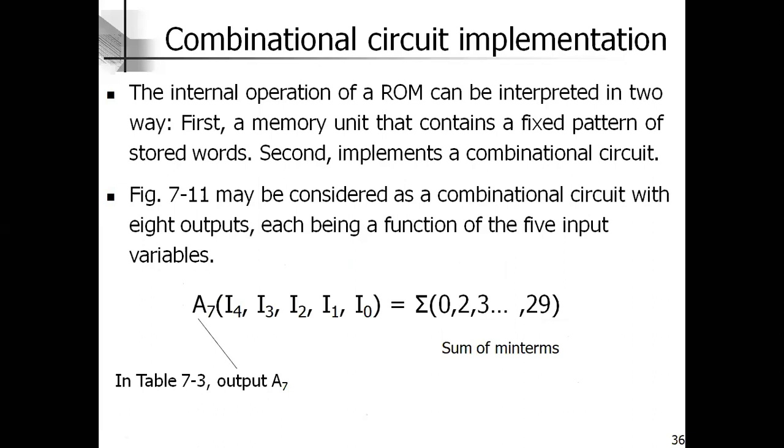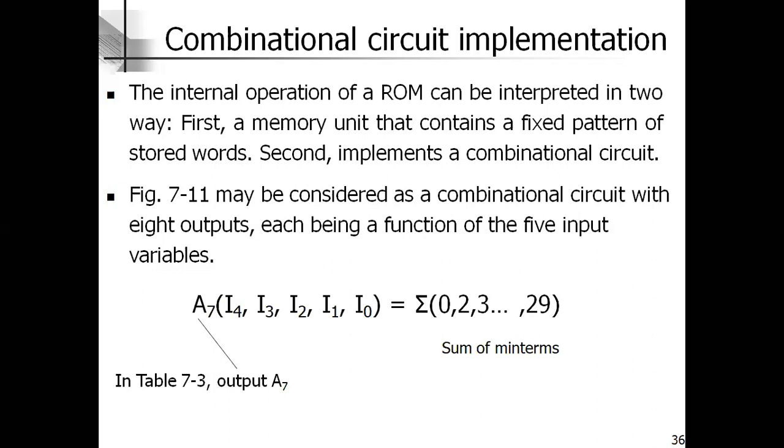So in combinational circuit implementation, the internal operation of a ROM can be interpreted in two ways. The first interpretation is that it is a memory unit that contains a fixed pattern of stored words. And the second interpretation is that it is a unit which implements a combinational circuit.